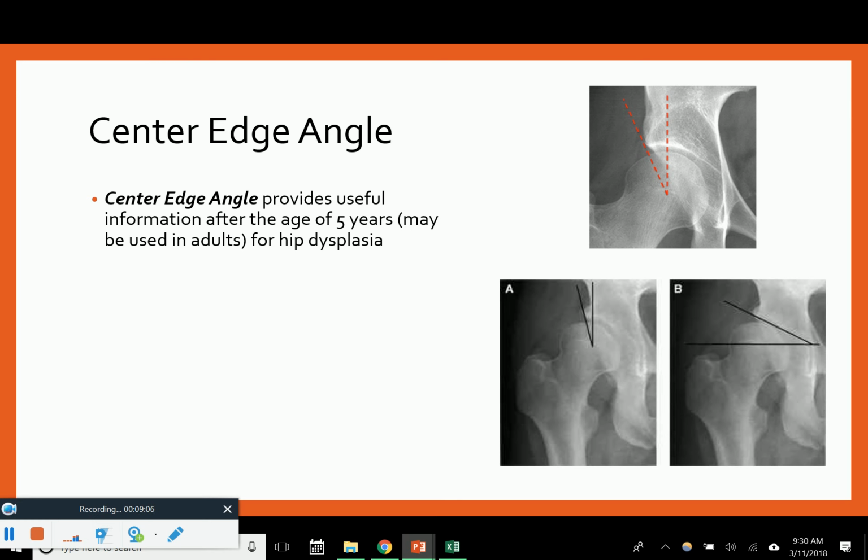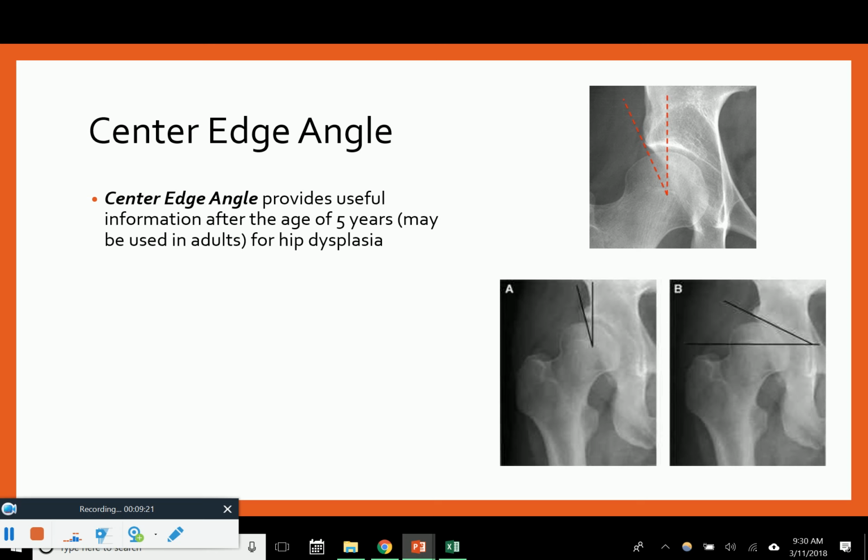If we go down to picture A and also picture B, it's the same hip, they're just looking at two different angles. You can see how small and short, or acute, that angle is in picture A compared to the red dotted line at the top. That would indicate hip dysplasia.